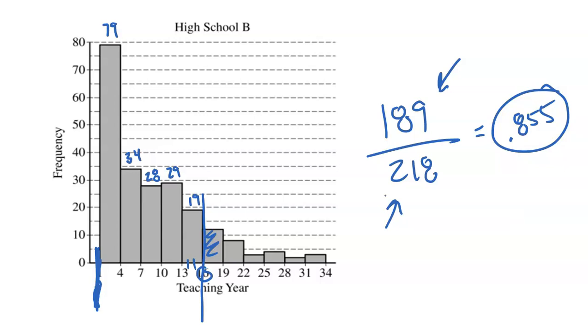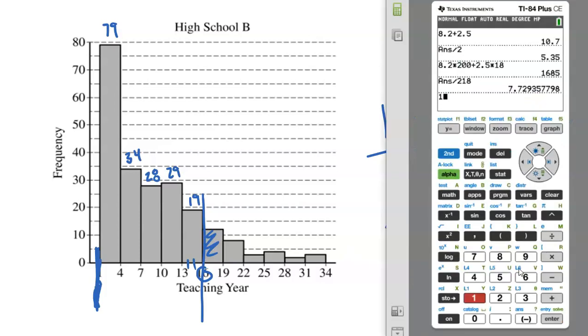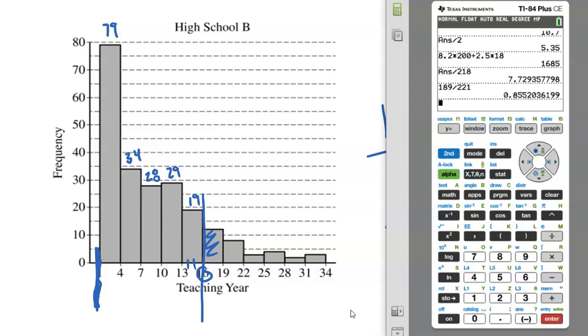we get, oh, not 218, I'm so sorry. I think I did the math right. Oh my gosh, of course, I made a small mistake here. 221. I was crossing back to school A. I'm so sorry, but I believe my math is right. Let me double check real quick: 189 divided by the 221 teachers in school B. Yes, 0.855. So I did have the decimal right, I just put the wrong number there at the bottom.